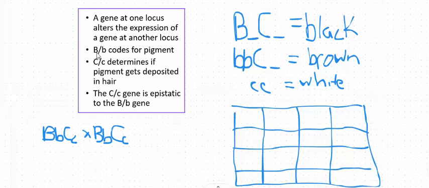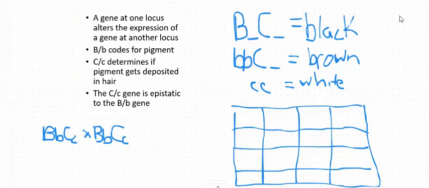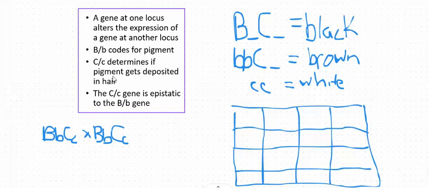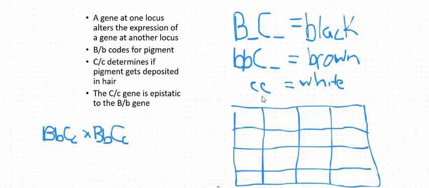One gene is denoted with B's, and that codes for either black or brown pigment. You can see in our key that it's going to be black if they have at least one dominant allele, and brown if they have two recessive alleles. The other gene is denoted with the letter C, and that gene determines if the pigment gets deposited. So an animal would be white if they don't have any dominant version of that allele. In this case, we have three possible phenotypes.